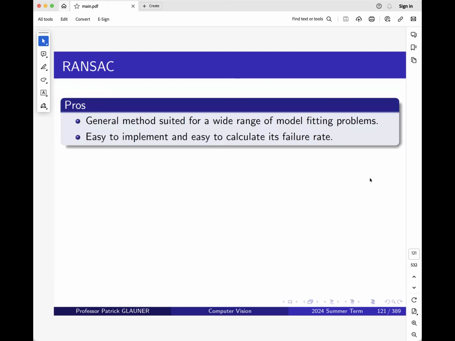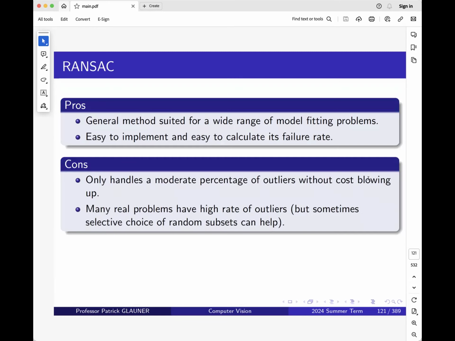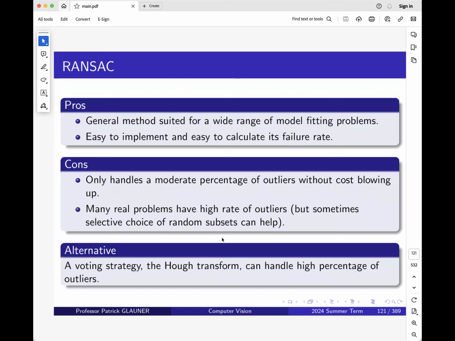So the pros of RANSAC is, first of all, it's a general method. I can apply this to lots of other model fitting problems. It's fairly easy to implement in code. It works okay for a moderate amount of outliers, but if that percentage of outliers goes up, it will probably be more difficult to handle with RANSAC. And we'll now be looking at a different algorithm that is not that generic, but is purely made for finding lines. It's the Hough transform, and this one can actually handle a super large number of outliers.